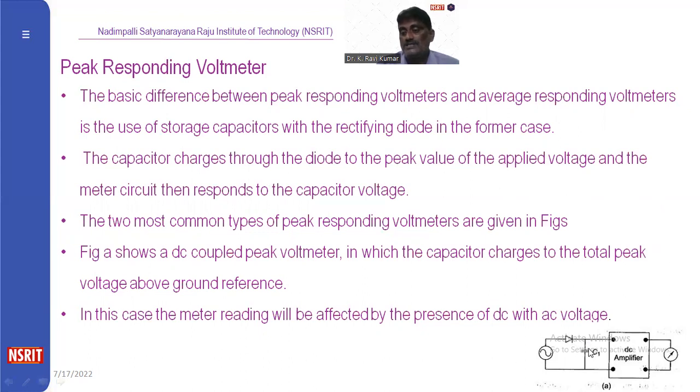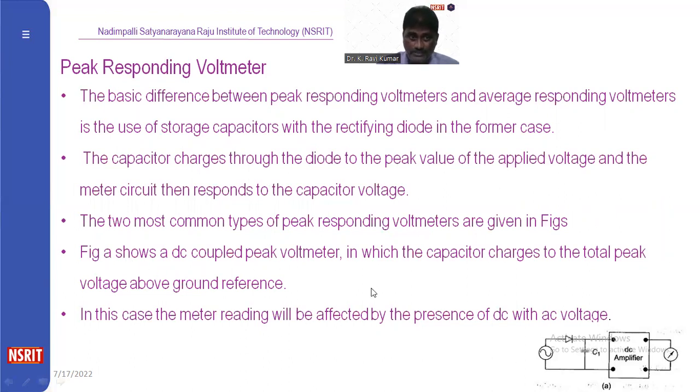This capacitor charging will be based on the DC amplifier. See this one. The capacitor charges through the diode to the peak value of the applied voltage, and the meter circuit then responds to the capacitor voltage. The two most common types of peak responding voltmeters are given below. This one, and one more figure is there.